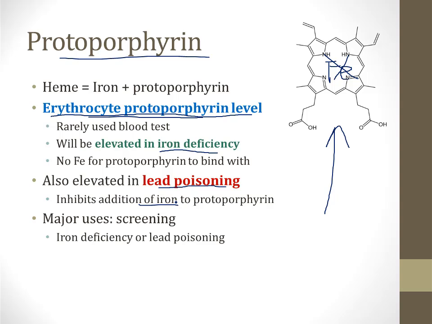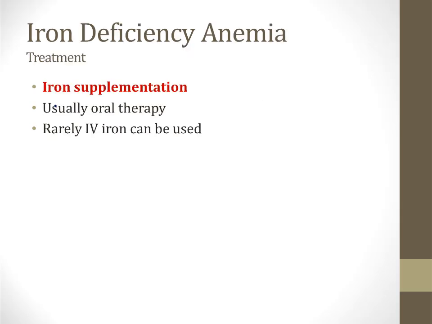This is rarely used clinically, but it can sometimes be used for screening. An increased level of erythrocyte protoporphyrin can suggest iron deficiency or lead poisoning. The treatment for iron deficiency anemia is very simple. It's iron supplementation. Usually this is given as a pill. Rarely IV iron can be used in patients who are severely iron deficient.